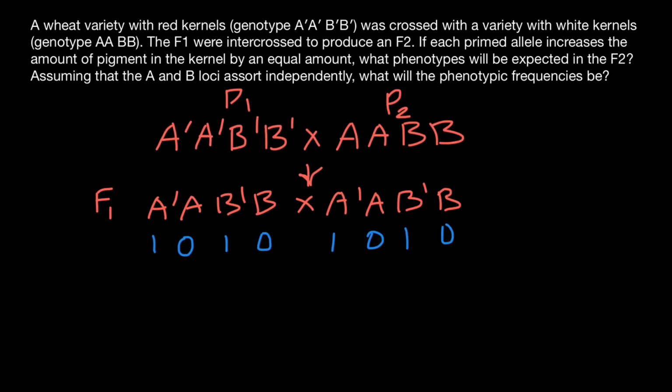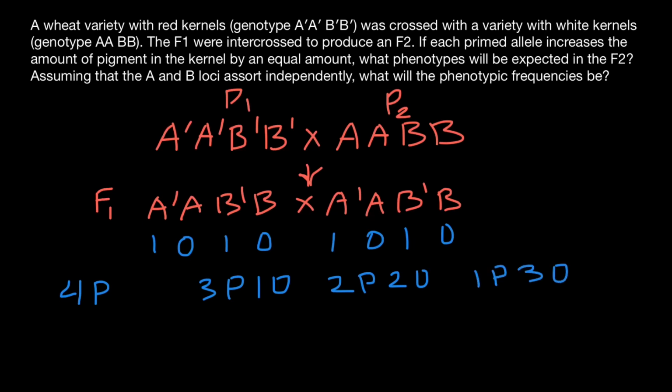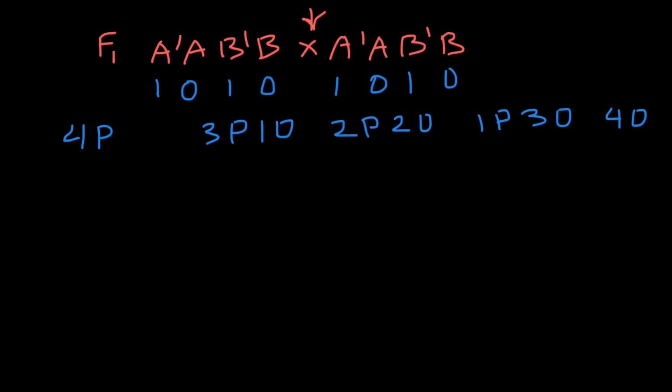First variant of the phenotype would be when all 4 alleles would be prime alleles. Another variant would be when we will have 3 alleles that are prime and 1 would be 0. Another variant would be 2 primes and 2 zeros. Then 1 prime and 3 zeros, and all 4 zeros. So now let's list the frequencies of these genotypes and phenotypes.